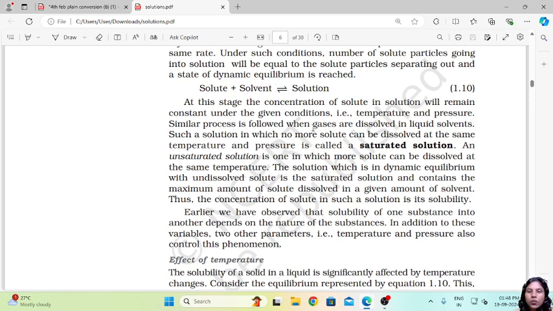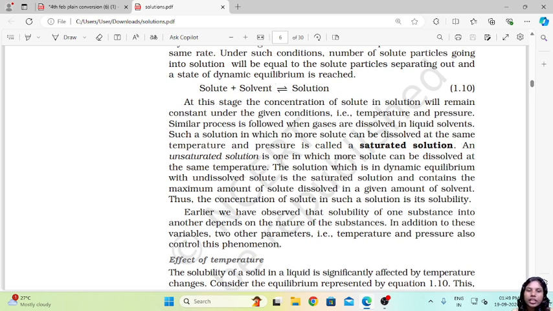A similar process is followed when gases are dissolved in liquid solvents. Such a solution in which no more solute can be dissolved at the same temperature and pressure is called a saturated solution. As in, you keep adding and adding, and after one point nothing more is getting dissolved. It remains as it is. That is the saturated solution.